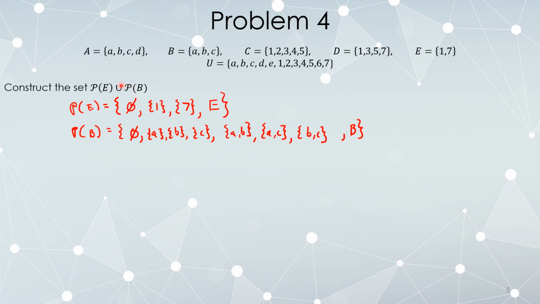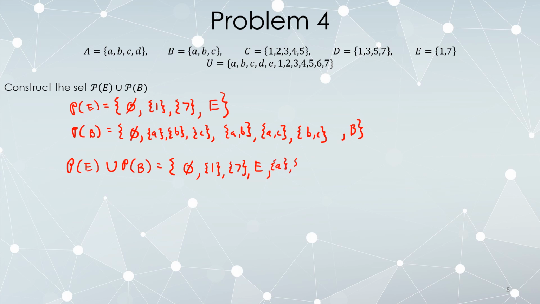And finally, we just take the union, so I'm just going to list all of these things out. I can write the empty set twice, but there's no necessary reason to do so. It's a little unusual. So I'm going to write out everything that is in both sets. It doesn't really matter what order I put them in, so I'll just put empty set, set containing 1, set containing 7, E. Then I could put the empty set again, but that would be redundant, so I'll just skip ahead.